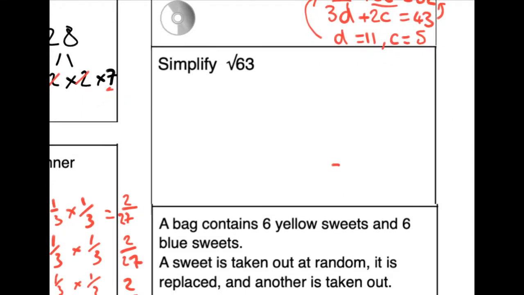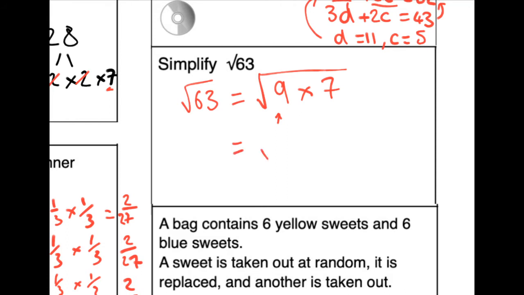Okay, next one, simplify the square root of 63. For this one, we need to remember our rules for dealing with surds. The square root of 63 is the same as the square root of 9 multiplied by 7. 9 multiplied by 7 is 63. And I've picked these numbers because I know that 9 is a square number. So this is going to be the square root of 3 squared multiplied by the square root of 7, which is going to be 3 root 7.